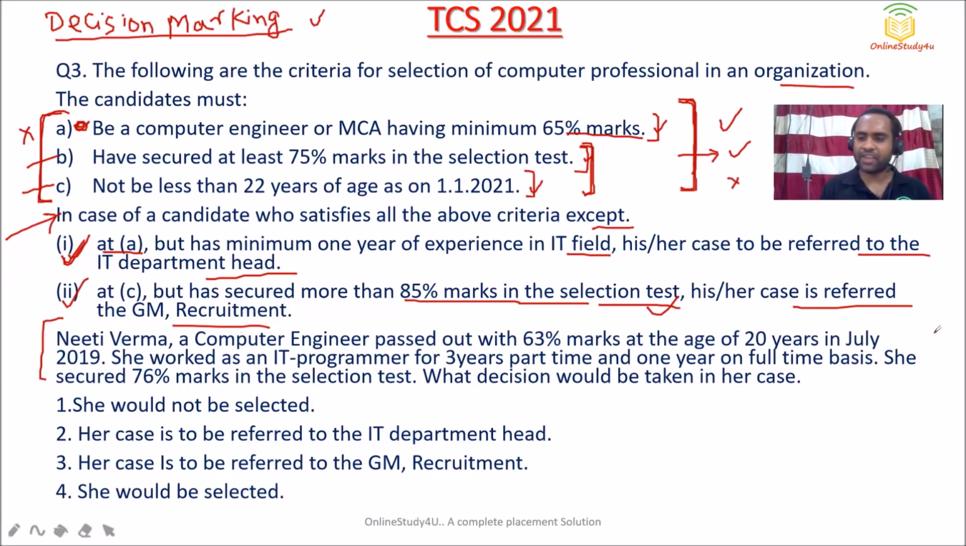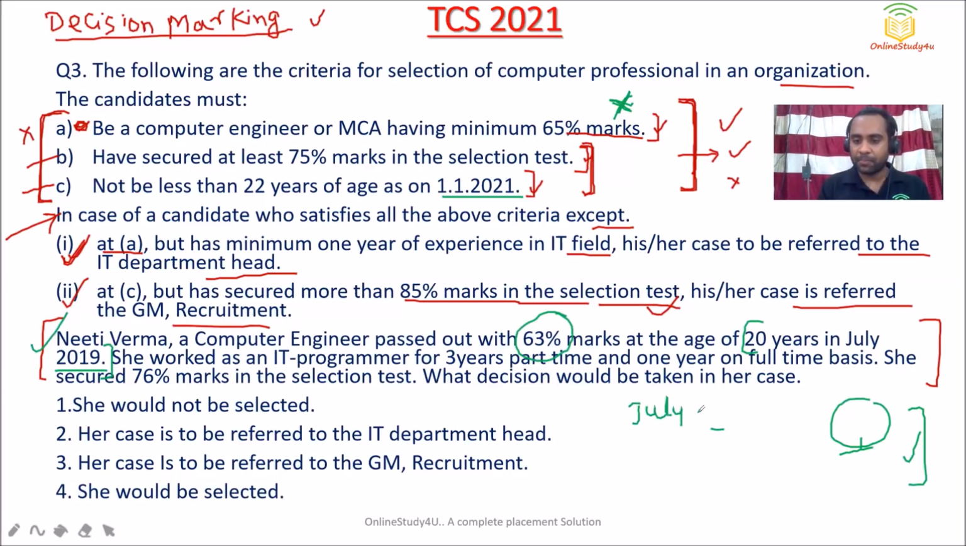Okay, now the question has been asked to you. Niti Verma, a computer engineer, passed with 63% of the marks. So C is not fulfilling criteria 1. At the age of 20 years in July 2019. So she completed 20 years in July 2019. So in July 2020, she will be completing 20 years of age. In July 2021, she will be completing the age of 22 years.